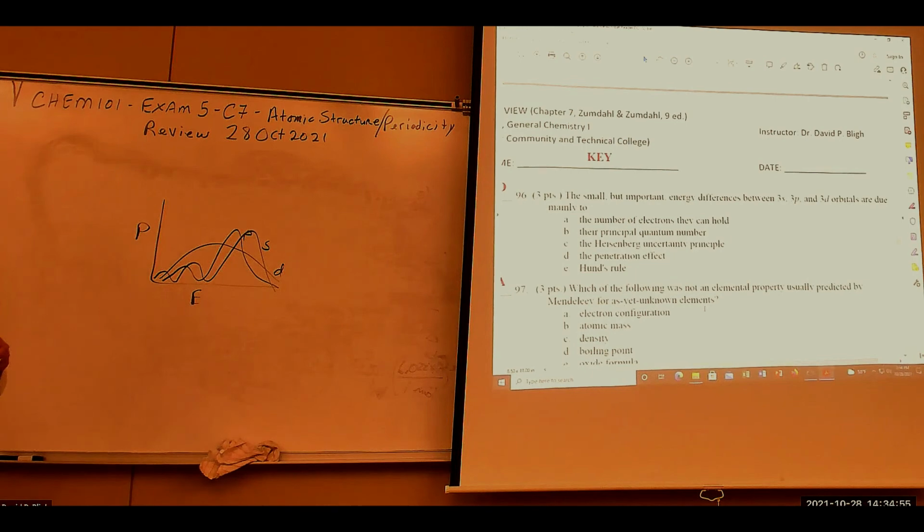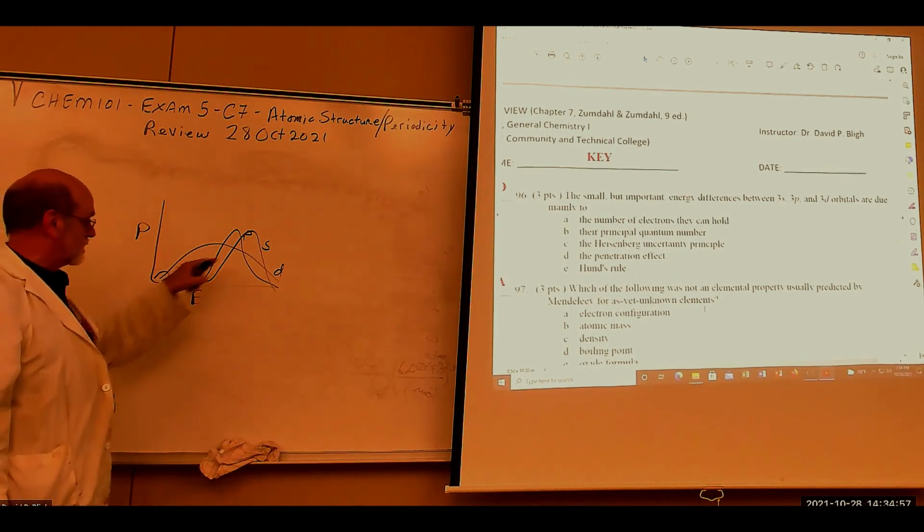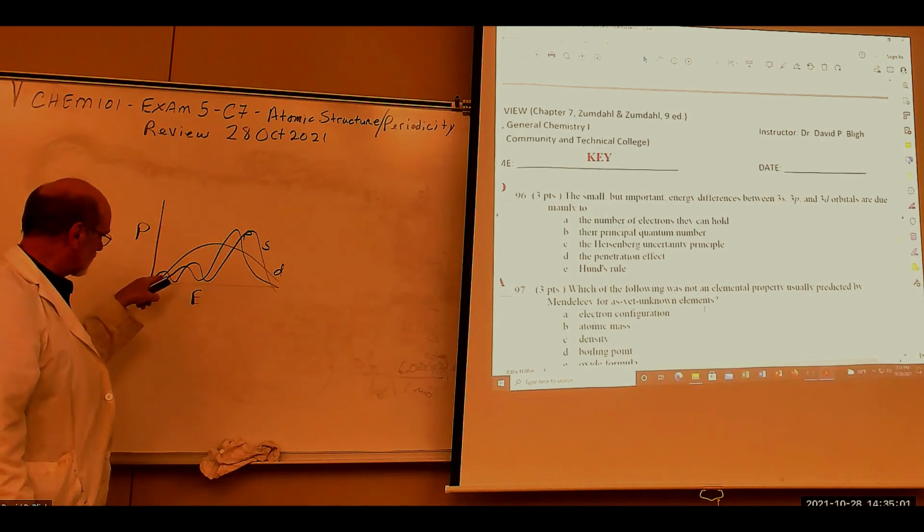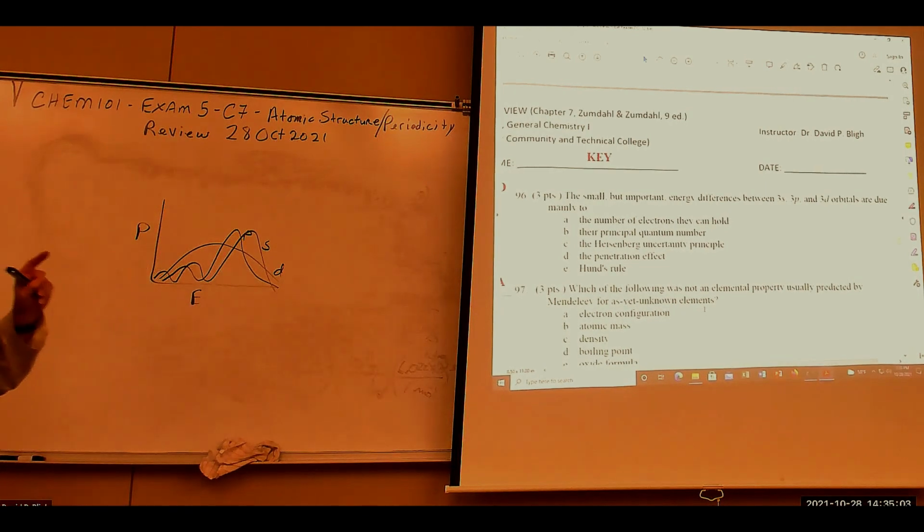What we were demonstrating was penetration. The S orbital penetrates down below the D and the P. So that slight difference in energy among those 3 orbitals is due to the penetration effect.